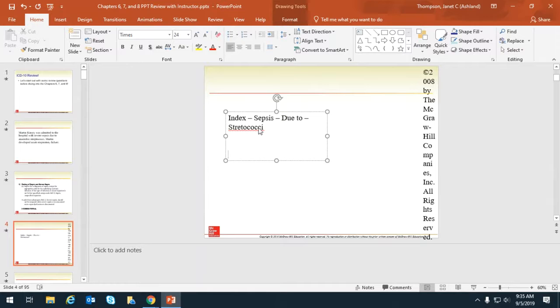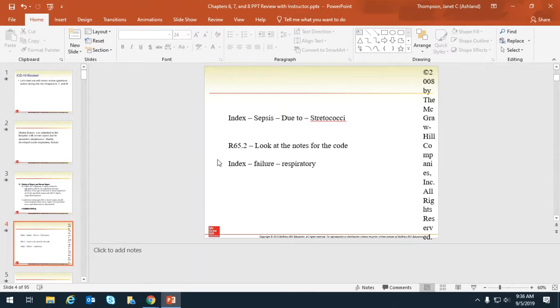Then we need a second code from category R65.2. And then we need to code for the respiratory failure, so index failure, respiratory. Also, when you get to category R65.2, look at the notes for the code, because it will probably list the code for respiratory failure or kidney failure that you would need to complete this scenario. We're going to take about 2 or 3 minutes. I'm going to give you some time. Try not to peek ahead on the next slide because it has all the codes. We're going to code this case study for Martin and follow our guidelines.